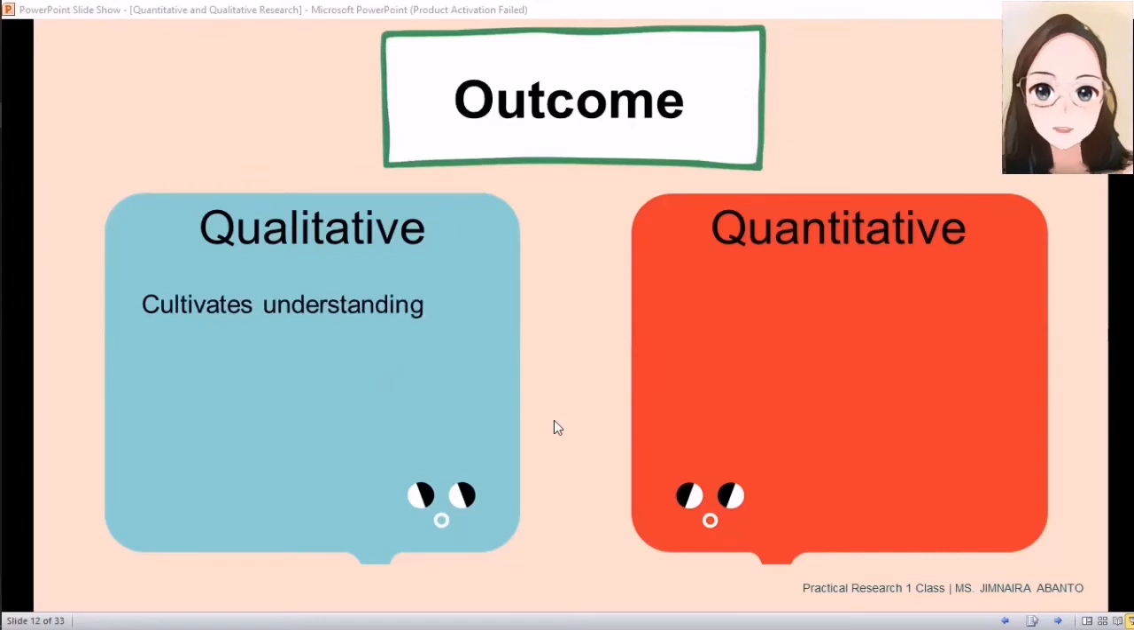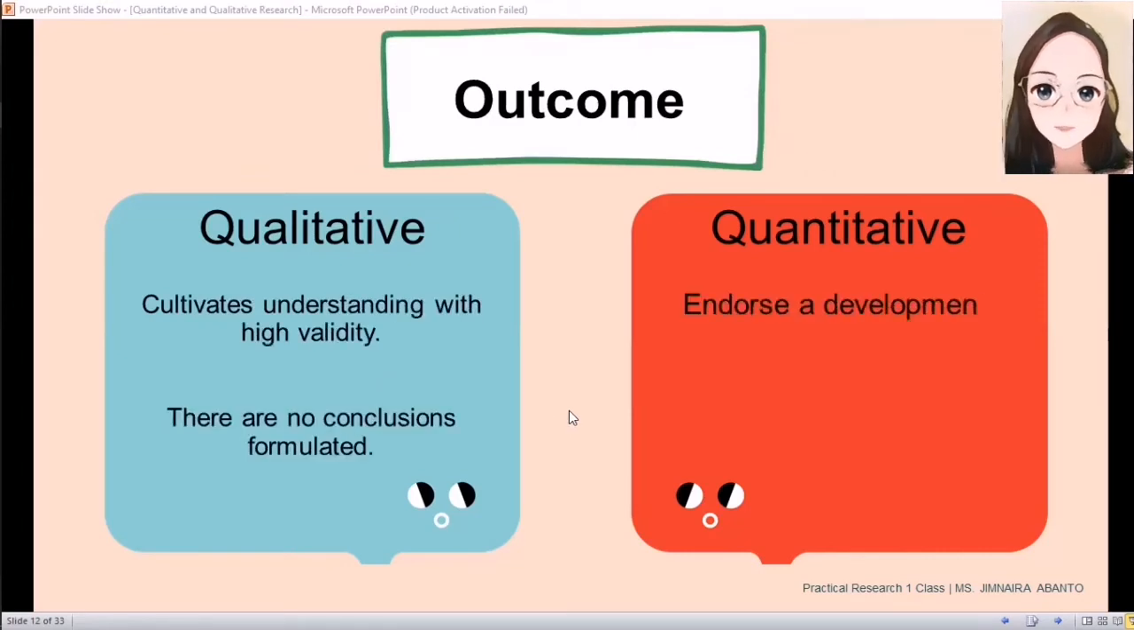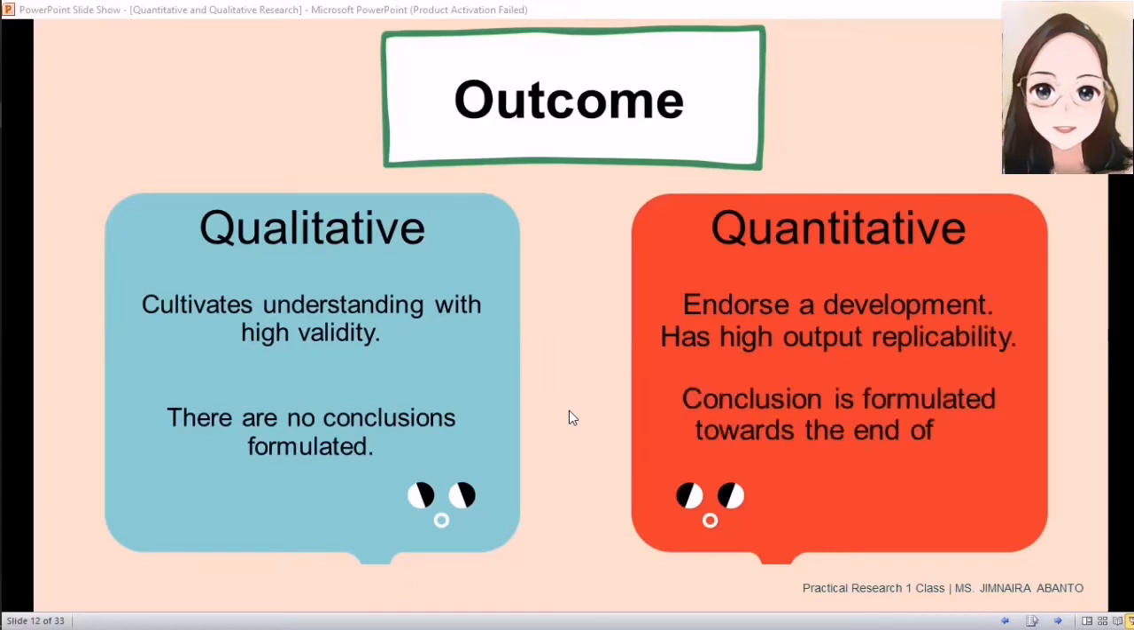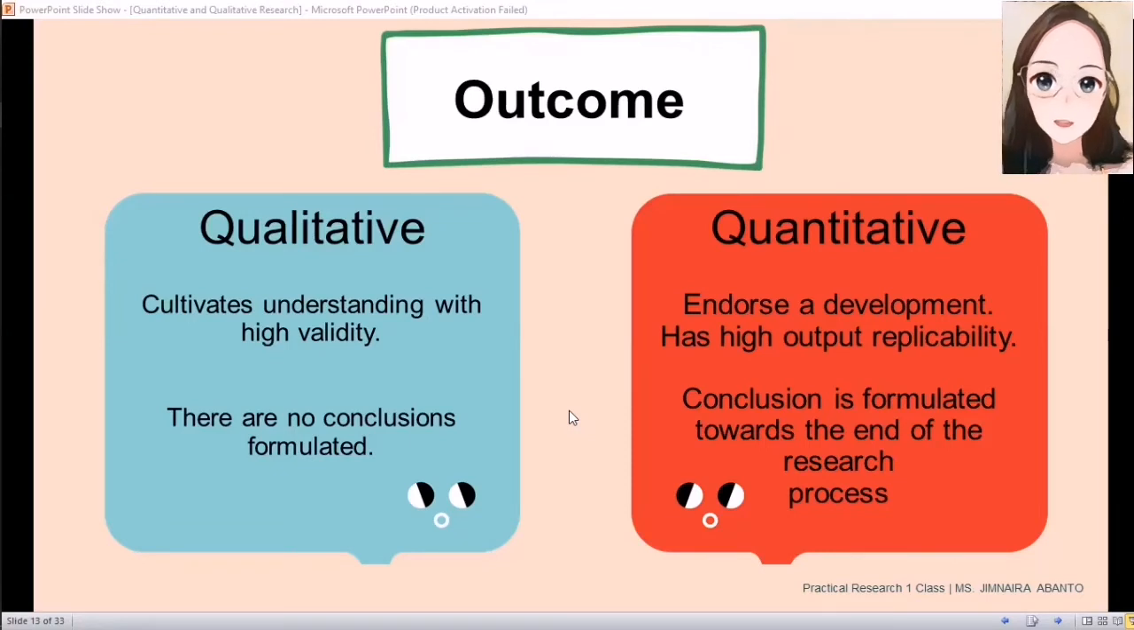In terms of outcome, quali cultivates understanding with high validity, and there are no conclusions formulated, while quantitative research endorses a development, has high replicability, and a conclusion is formulated towards the end of the research process. In quali, the researcher begins from gathering all the small or specific details of the subject before he will give his generalization towards the end of the research process. This means that no conclusion will be formulated; new insights or theories gained will be used instead of conclusion.